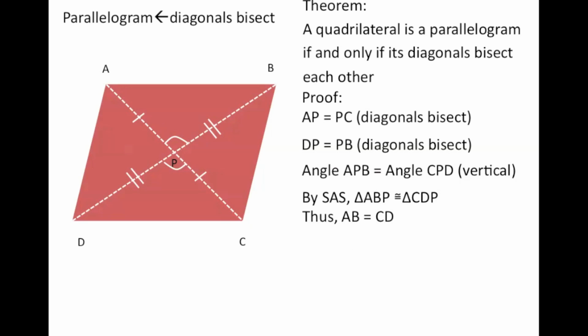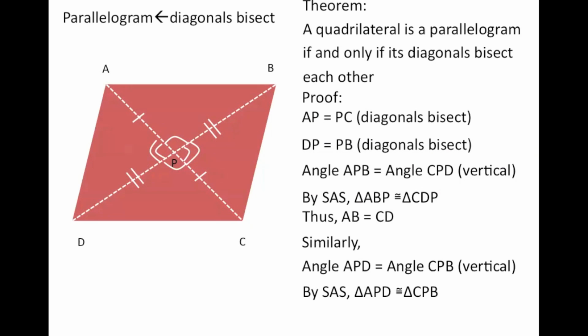In the same way, we have these two angles, which are vertical angles to one another, so that means they're equal. And since they're equal, again, we have these two triangles which share two sides that are equal and an equal angle. So again, by side angle side, we have triangle APD being congruent to triangle CPB. And since that is the case, we can also say that AD is equal to BC.